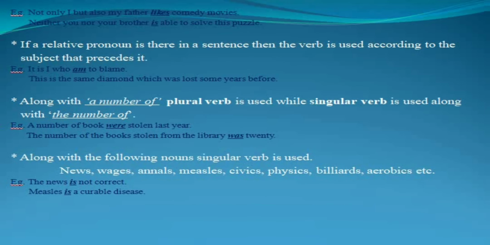For an example, not only I but also my father likes comedy movies. Here there are two subjects, I and my father, but along with these conjunctions, the verb is used according to the second subject. Here I have used a singular verb according to the second subject, my father.